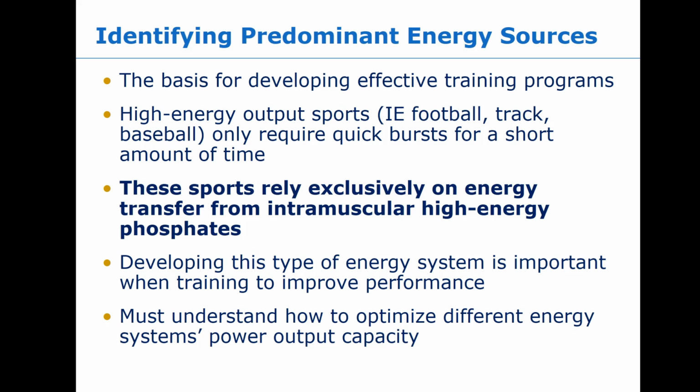Let's talk about identifying predominant energy systems. This is the basis for developing effective training programs. So first we've talked about the ATP-PCR immediate anaerobic energy system. High energy output sports that require short, powerful bursts of energy for only a limited short amount of time, like football, track, maybe baseball, all rely exclusively on energy transfer from the intramuscular high energy phosphates.